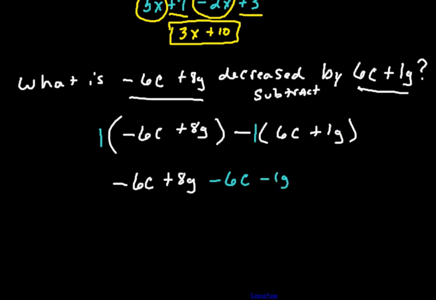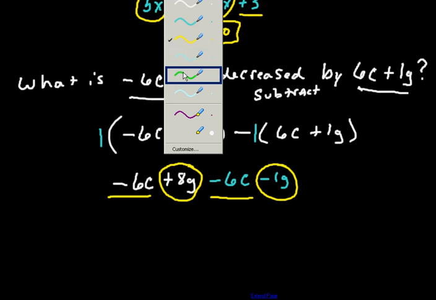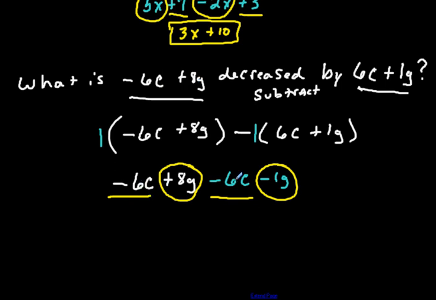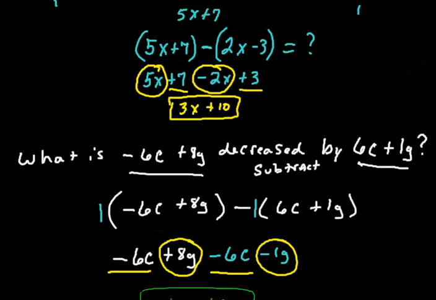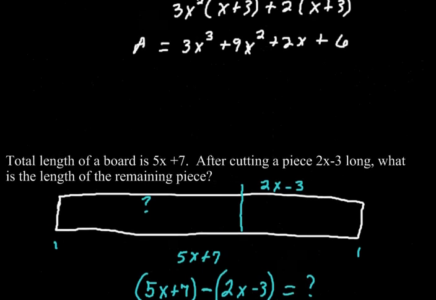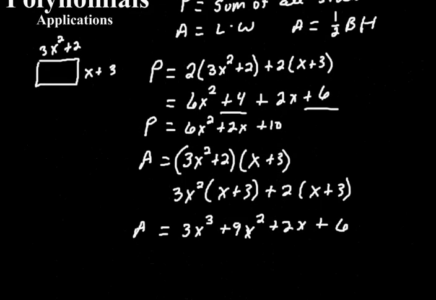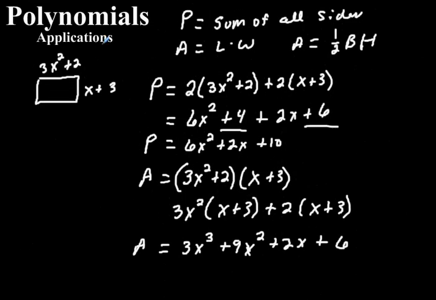Now, combine terms. Let's see what terms go together. This one goes with this one, and this one goes with this one. So your final answer would be, negative and negative, that's going to be a negative 12c plus 7g. And there's my final answer. Okay, there's enough examples for you to cut your teeth on. This is how we use polynomials in real applications.